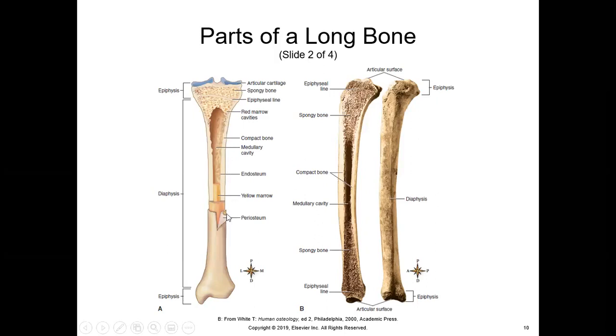And then the periosteum's on the outside. This is the medullary cavity. It's filled with yellow marrow. This is the articular cartilage, which is hyaline cartilage. And this is the red marrow, which is inside the spongy bone.